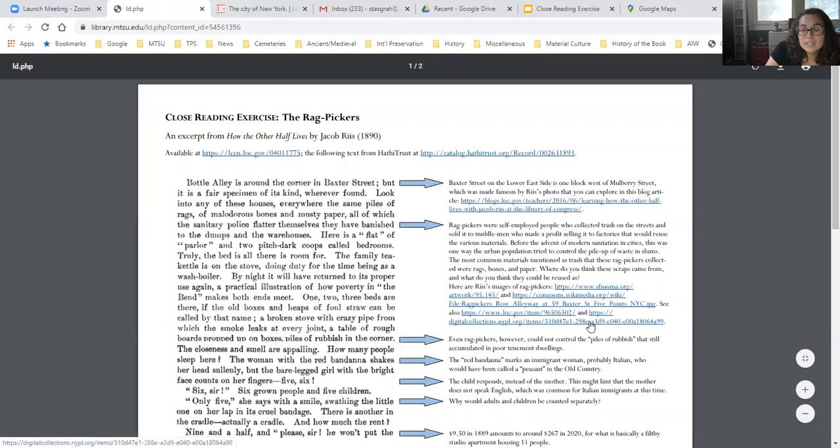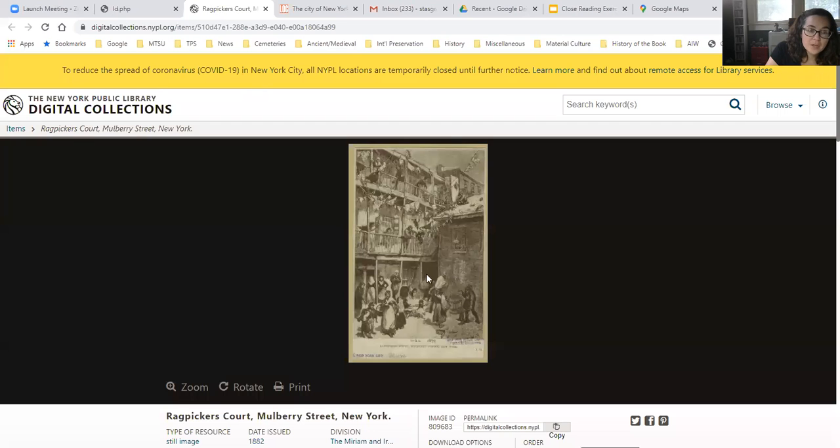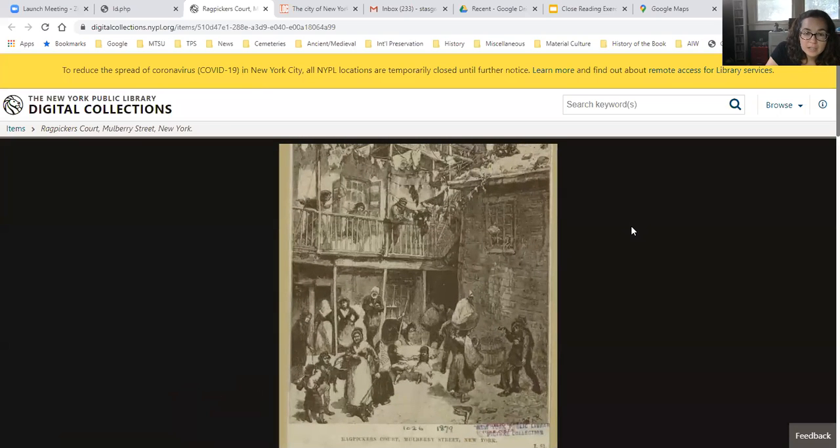And one of these other images, by a different journalist at the time, created this drawing where you can see people picking up rags and putting them in bags in this tenement area off Mulberry Street. So you can get a sense of the packed quarters in which these people lived.